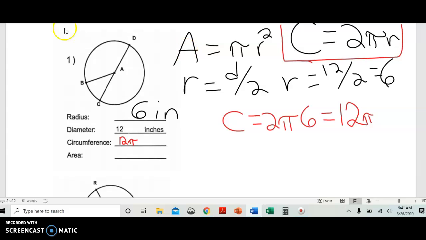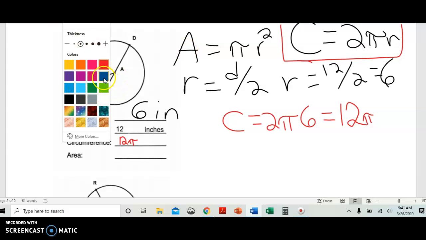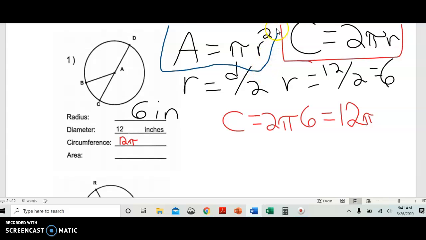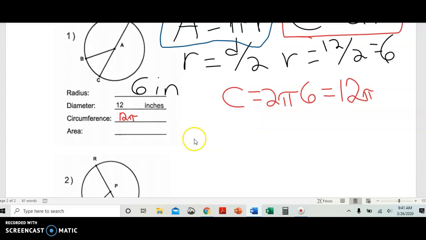Okay, and our last one is up here. It's area. So let's change our colors so we can see that we're talking about a different formula right here. Area is pi r squared, or pi r raised to the second power. So our area equals pi r squared, which we found out again, r is right here at 6, so it's 6 squared. We can simplify this. What is 6 squared? Remember, that means 6 times 6. So our area is actually going to equal 36 pi. And that is what we are going to put right here.